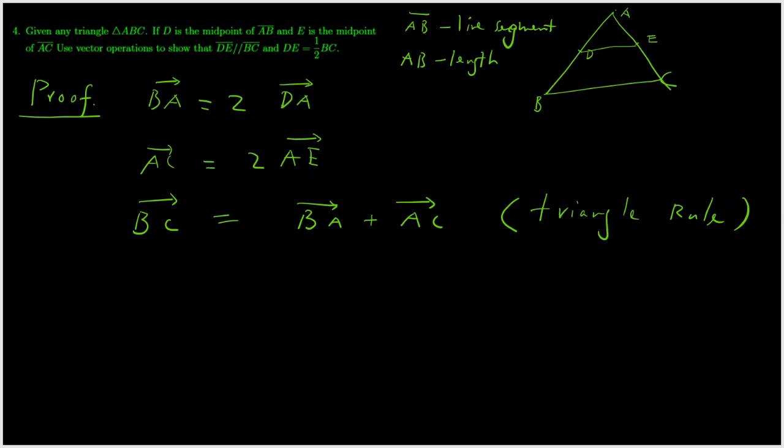We'll continue the equation. Now I'm going to replace BA with 2DA. So BA is 2DA, right? And then plus, I'm going to replace AC with 2AE. So do not forget the vector notations, okay?